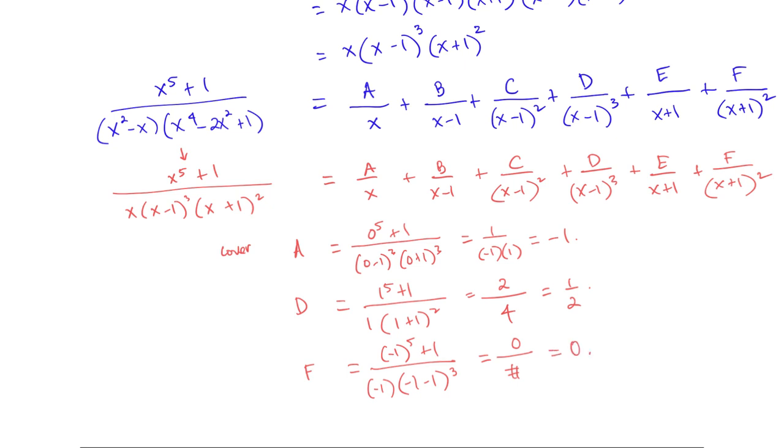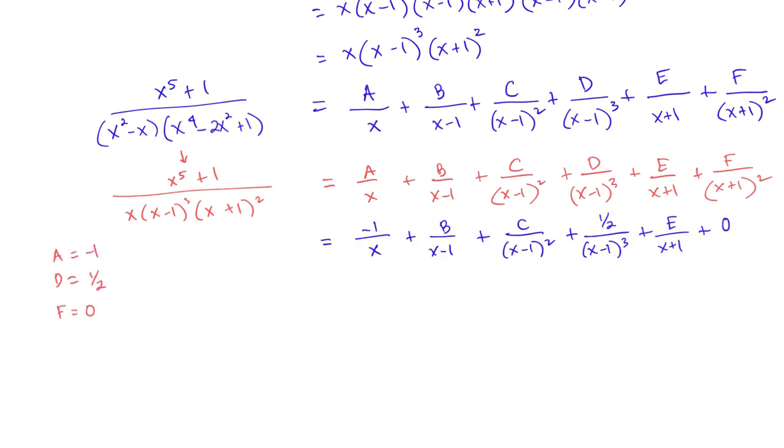So f is 0. Thus, out of the 6 coefficients, we can use the cover-up method to find 3 coefficients already. We then update the equations with these newfound coefficients. It is not a coincidence that f is 0.